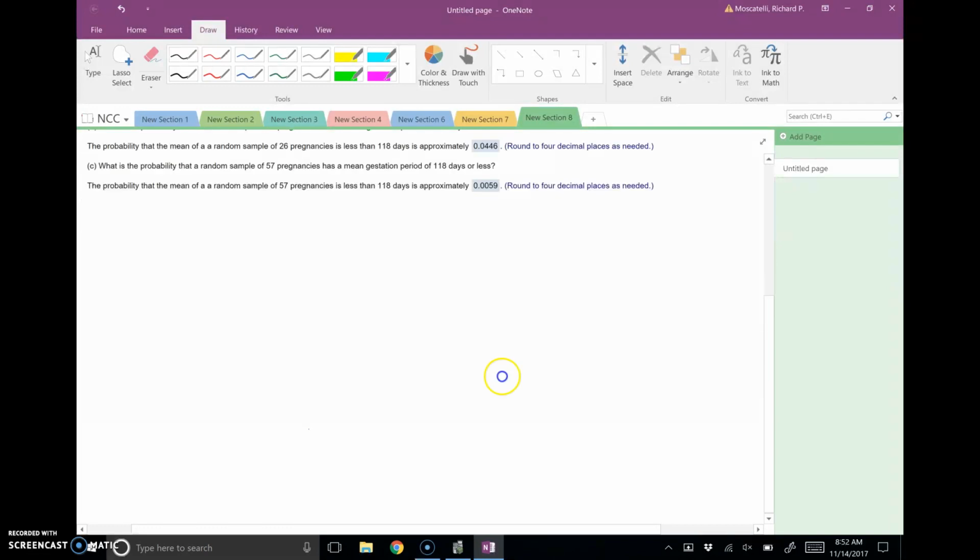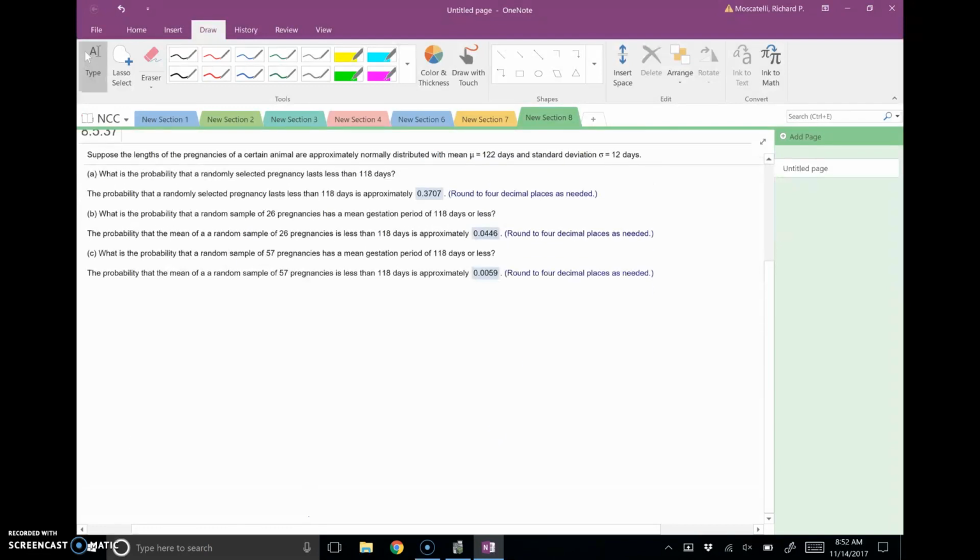It's talking about pregnancy times of an animal. All right, so it says that the lengths of pregnancies are approximately normal with a mean of 122 and a standard deviation of 12. All right, so let's look at letter A. It says, what's the probability that a randomly selected pregnancy, and that's for one person here, is less than 118? All right, so that kind of gives it away. The randomly selected pregnancy, that's a time, which is a random variable, it's x. And this is less than 118, kind of describes what that probability statement is going to look like.